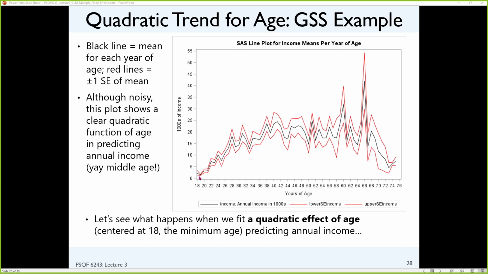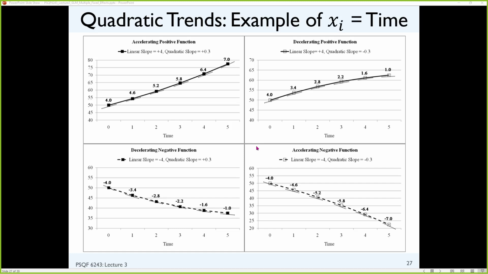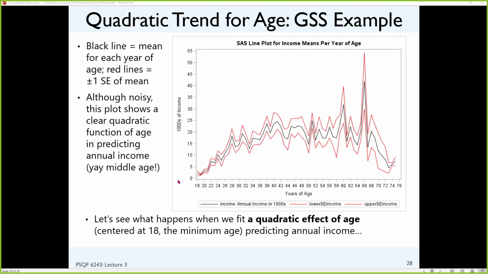Given that the lowest age that I have in my data set is 18, I'm going to center age at 18 so that the linear slope refers specifically to the change in income at age 18, and then we'll talk about what happens to it as time goes on. So just looking at this picture, which of the 4 pictures does this look like? Second one, positive linear slope, negative quadratic slope. Yeah, the top right picture, positive linear slope.